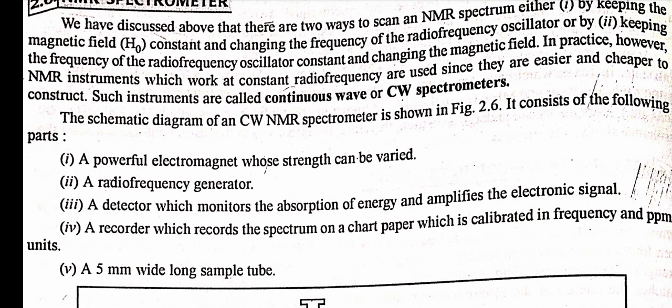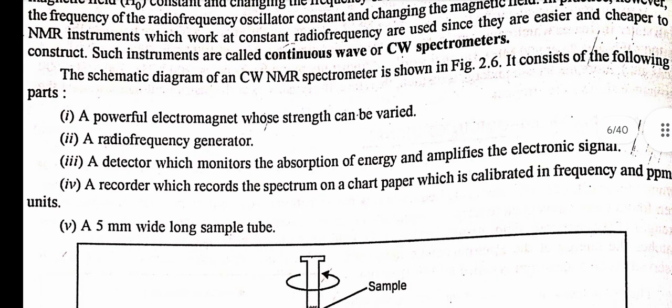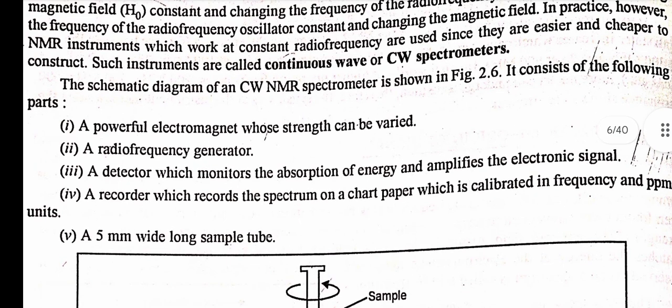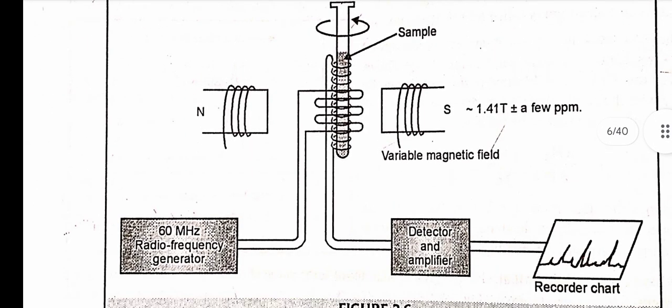The scheme diagram of a CW NMR spectrometer is shown in figure 2.6. It consists of the following parts: a powerful electromagnet whose strength can be varied, a radio frequency generator, a detector which monitors the absorption of energy and amplifies the electronic signal, a recorder which records the spectrum on chart paper calibrated in frequency and ppm units, and a 5 millimeter wide long sample tube. This is the diagram.